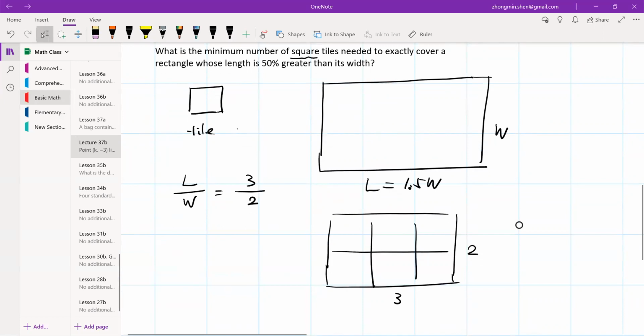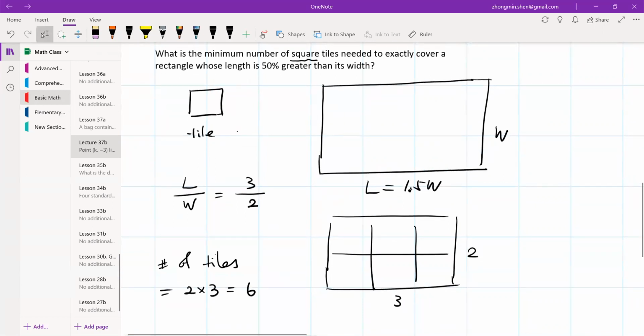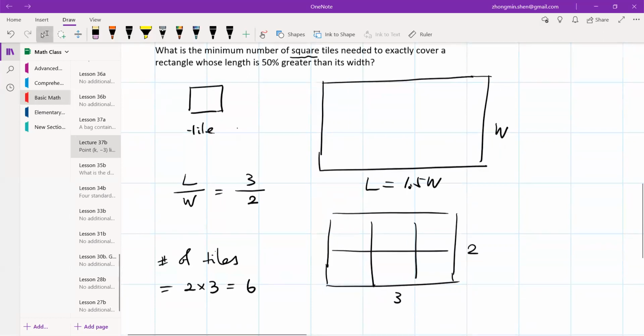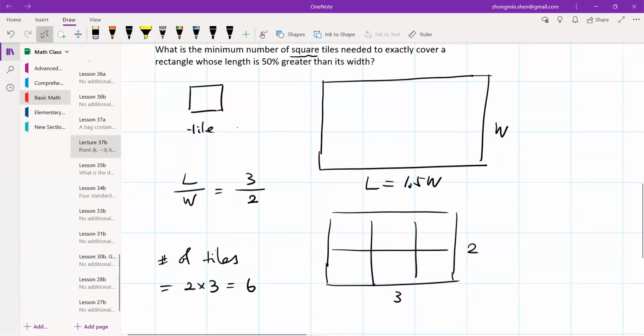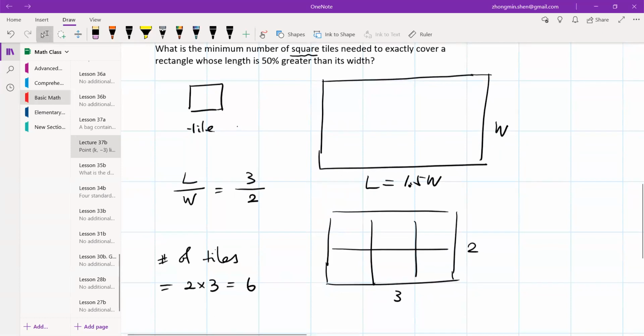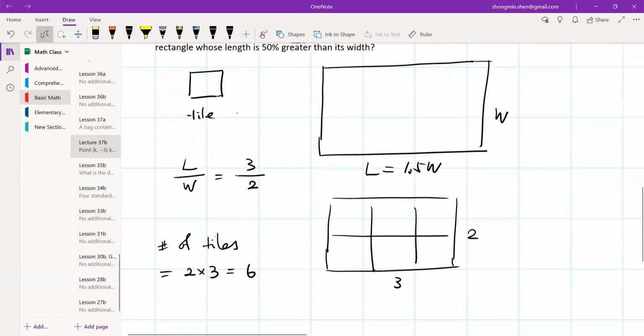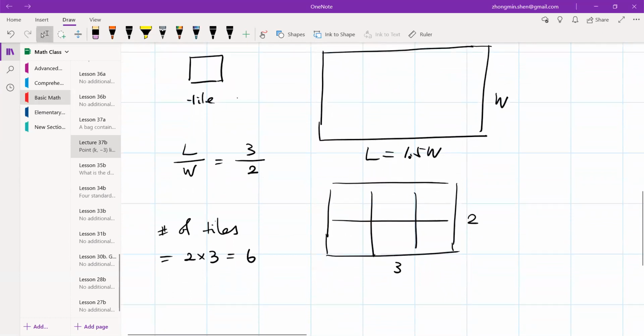Now, here is the total number of tiles. In this case it is going to be 2 times 3, which is 6. So the answer is 6. If we change the way we state the question, maybe you can quickly figure it out. What is the smallest possible rectangle which is covered by square tiles completely, exactly? Then this should be the smallest one you can have.